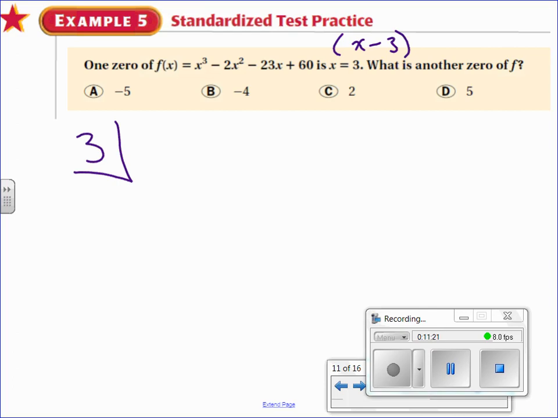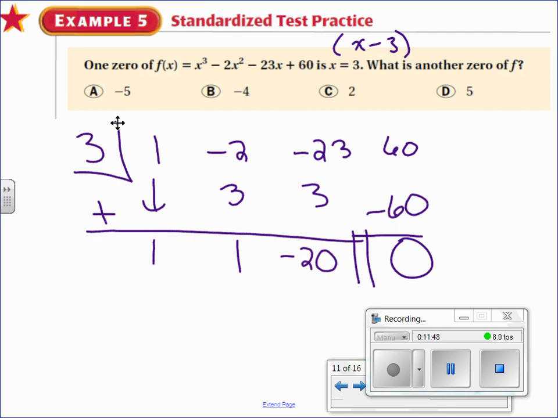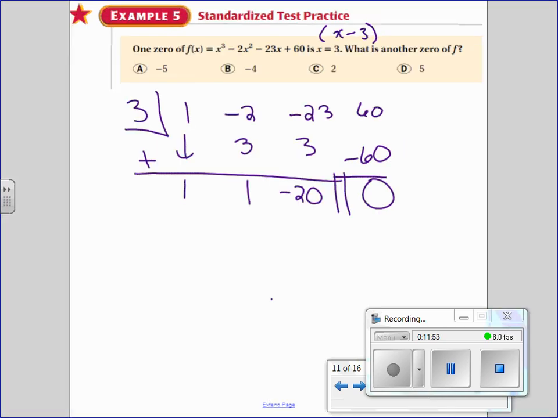And then we're going to do it just like we've been doing before. So a 1, a -2, a -23, and a 60. Let's drop our 1. 1 times 3 is 3, add straight down. 1 times 3 is 3, add straight down. -20 times 3 is -60. And I guess to finish, you're just going to write this as a polynomial, factor, and find the remaining 2 solutions, because there's going to be 3 solutions.